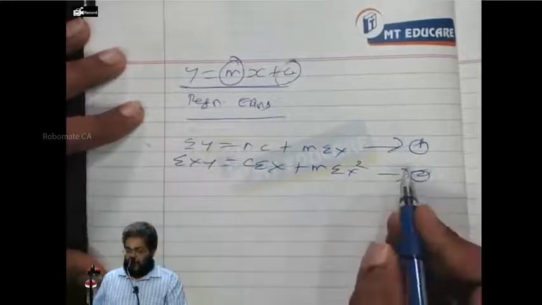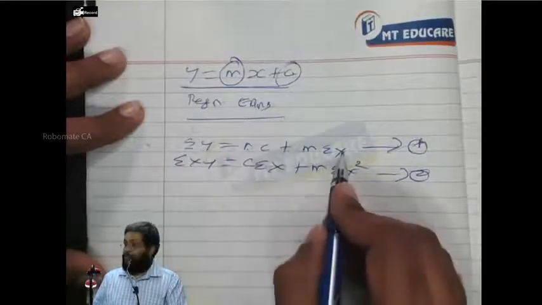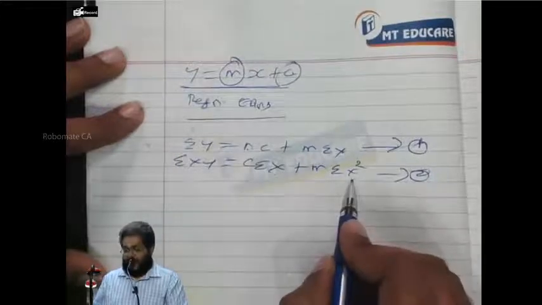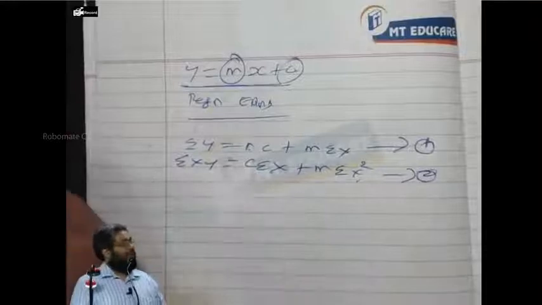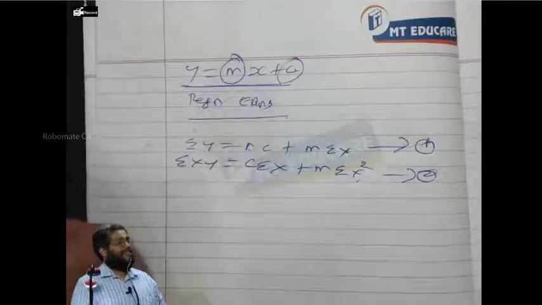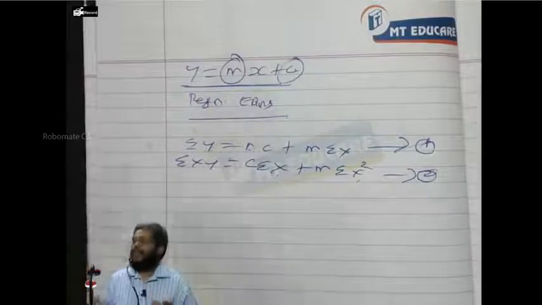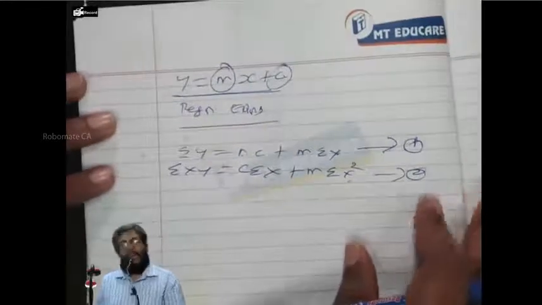If I write the two equations, I will have a number for sigma y, a number for n, a number for sigma x. I will have a number for sigma xy, a number for sigma x, a number for sigma x squared. Then I have to solve for m and c. M is called the slope. C is called the constant. Then I can have a straight line, y is equal to mx plus c defined. Yes or no? Now, very simple. This equation only, I am going to write otherwise.